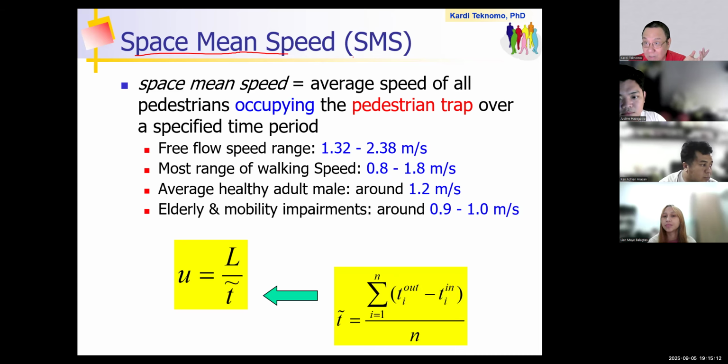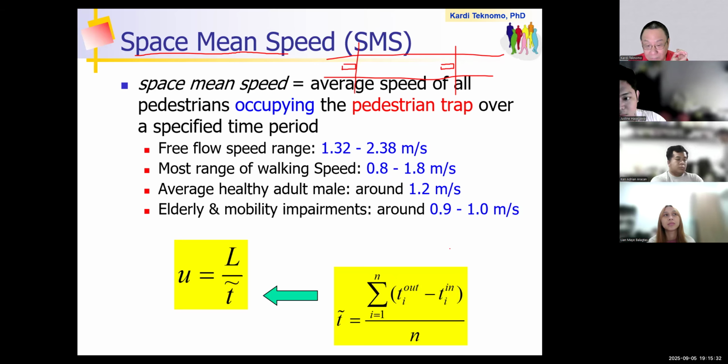In the road, the same thing. So this is the road. If you want to get the space mean speed, you set 2 points. Then note when the vehicle enters this one and when the vehicle goes out of this one, the time in and time out, and then you take the difference, and divide by the number of pedestrians or the number of cars. Then you can get what is called space mean speed. Is it clear or not?